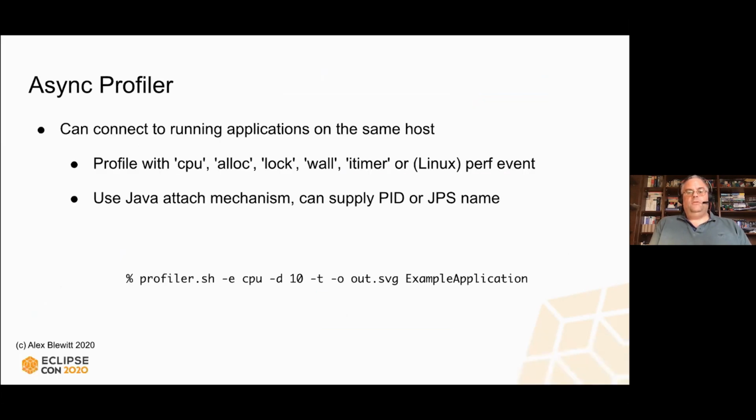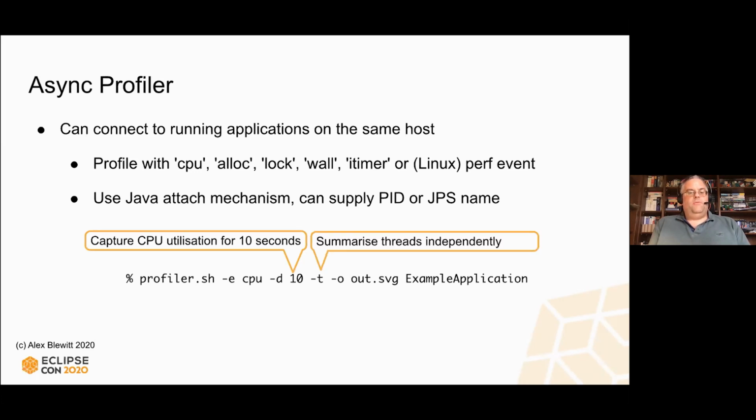Async Profiler can also be used to connect to a running application, and it will run using a Java attach mechanism. So there's a profiler script, which is in effect a mechanism for just running Java with an attach call and some translations to pass in the commands to the profiler. In this particular case, we're capturing CPU utilization for 10 seconds. We're summarizing the threads independently, so you see them on a thread-by-thread basis, and then we're writing out the flame graph summary to out.svg.